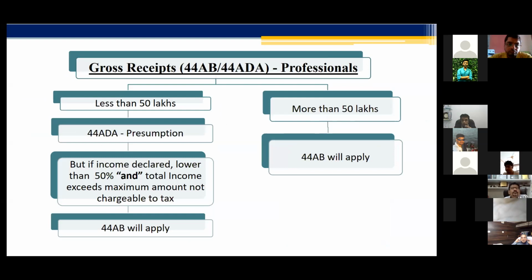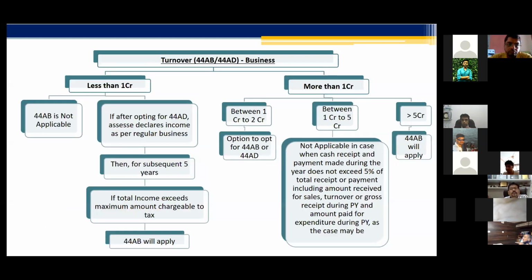I will discuss in the subsequent slides how this 5% issue would be settled, because there is a lot of controversy. That's a main issue which has been happening across the fraternity. We'll try to address that in the coming slides once I cover this.